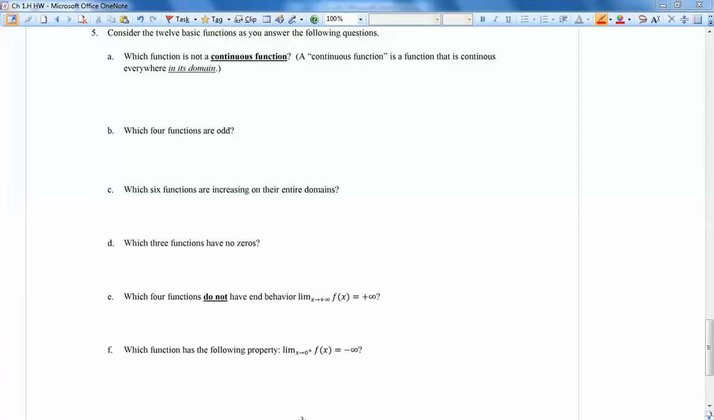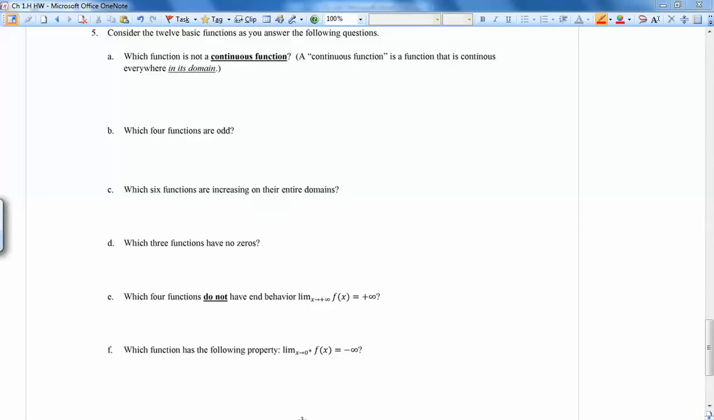Okay, so let's look at chapter 1H, number 5. The first question says, which of the 12 basic functions is not a continuous function? Now, the term continuous function is actually new. It means a function that's continuous on its domain, just the domain. Well, there are two functions that aren't continuous.